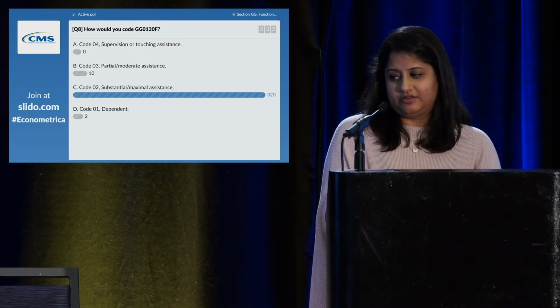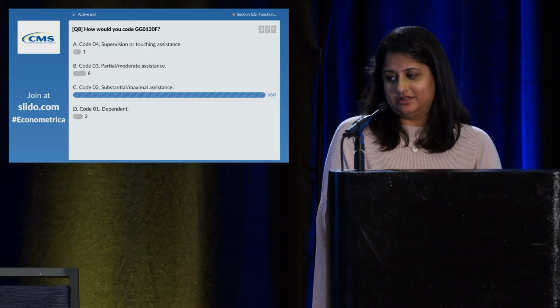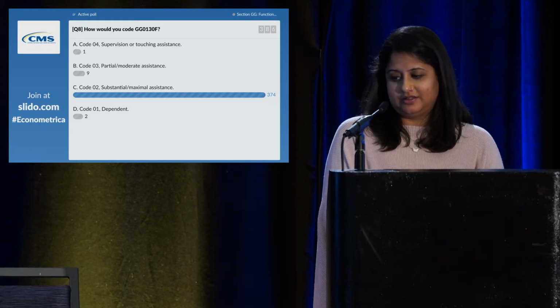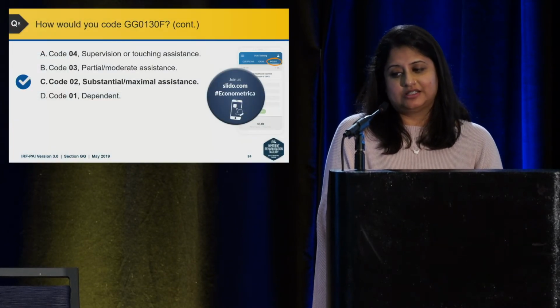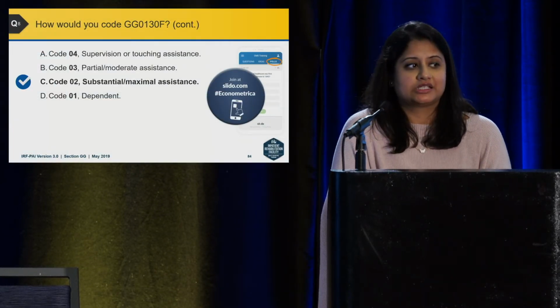Several of you still submitting votes. I'm seeing jumps, and a lot of people voting for C. All right, let's go ahead and take a look at the correct answer. And it is, in fact, C, 02, substantial or maximal assistance.